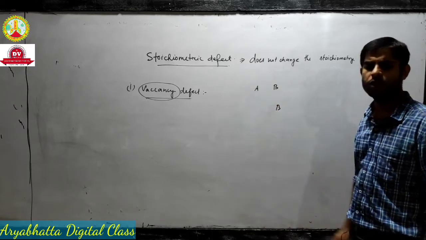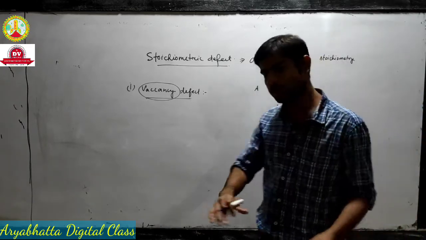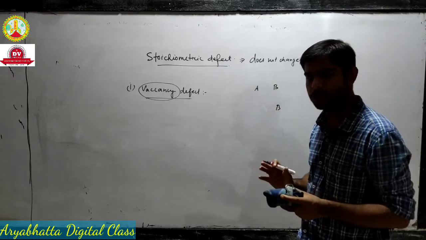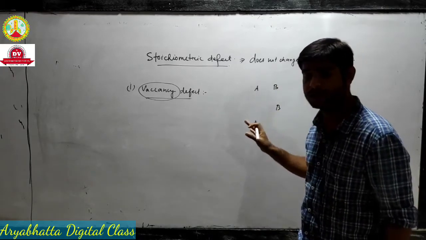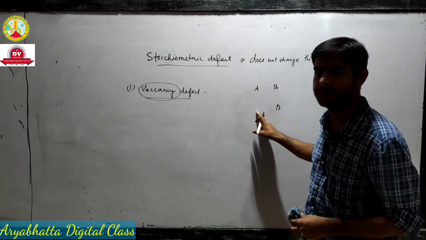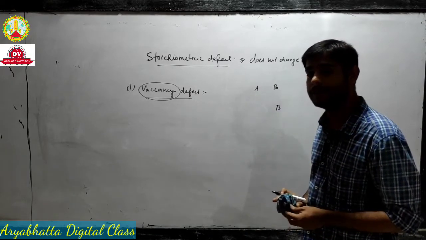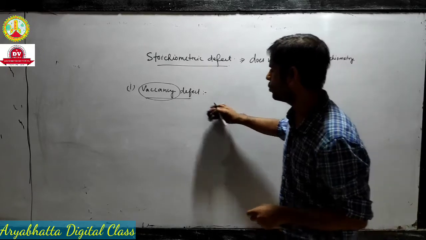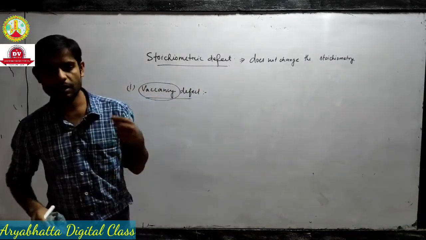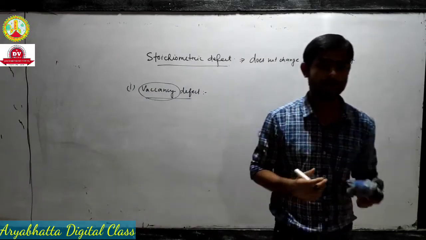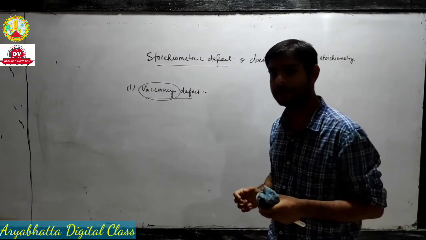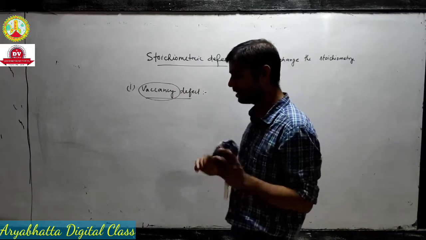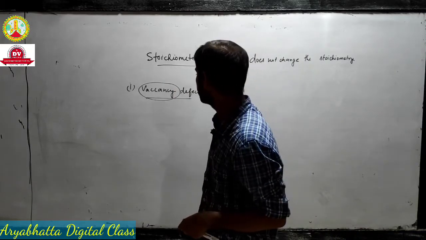And to maintain the electrical neutrality, the ions will move, but the stoichiometry will not change. But see, if one A is missing, then its density will decrease, because its mass is decreasing. One atom is missing here. So vacancy defect occurs when an atom or ion is absent at its original site, and it decreases the density of the solid.